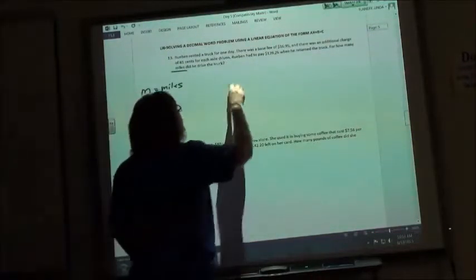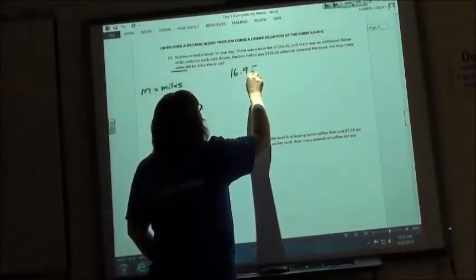So that gives us a good hint when we read about the miles in the word problem that we probably have to insert a variable there. Reuben rented a truck for 1 day. There was a base fee of $16.95. So right away he had to pay $16.95 just to rent the truck.